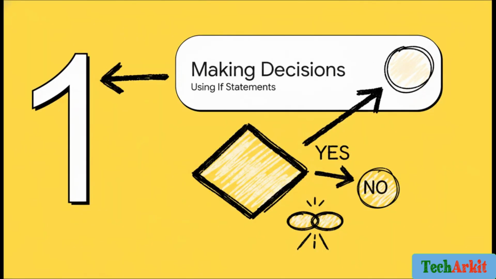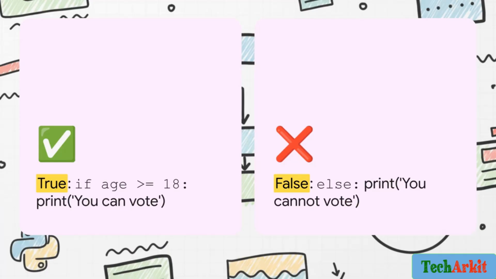All right, part 1, making decisions with if. So, conditional statements force Python to choose a path at a fork in the road, and it does this based on a simple true or false answer. It's kind of like saying, if it's raining out, take an umbrella, else wear your sunglasses. Let's look at a voting age example. We ask the computer, is the age greater than or equal to 18? If the answer is true, say the person is 20, Python runs that first block of code and prints, you can vote. But if the age is 15, the condition is false. So Python completely skips that first block, jumps down to the else block, and prints, you cannot vote.